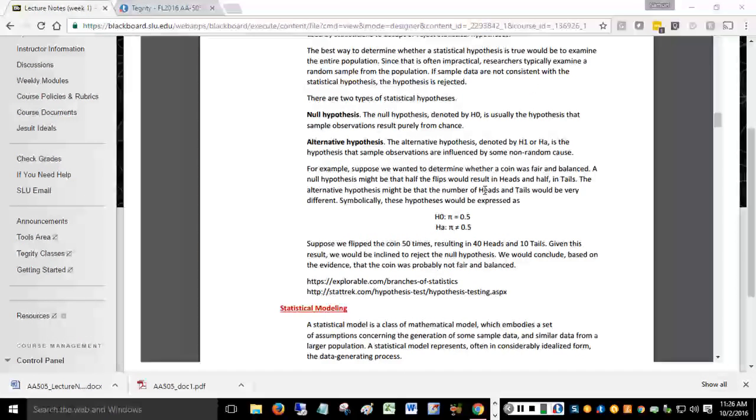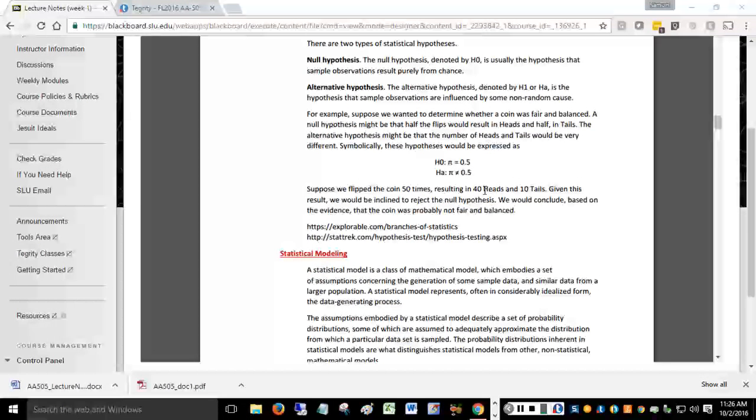There are two hypotheses, one of which is called the null hypothesis. Typically, this is denoted by H sub 0, and it is the hypothesis that results purely from chance, or currently what you're experiencing as a present method of operation. The alternative hypothesis, sometimes called the research hypothesis, is what you hope to prove.